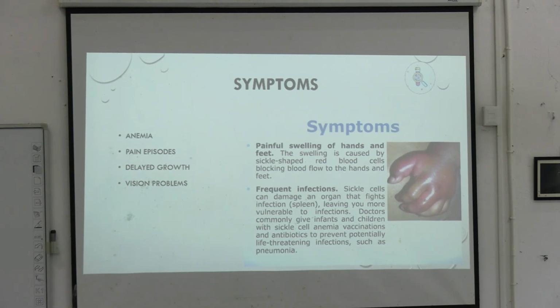Then in children, what will happen? They will have delayed growth, and vision problems. Why vision problems? Because these RBCs, if they affect the small blood vessels around the eyes, can damage the retina. So these children will have vision problems.